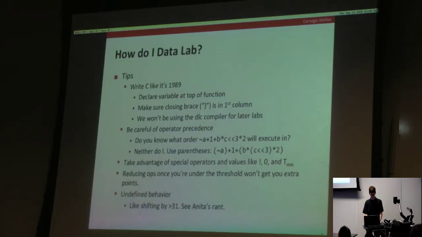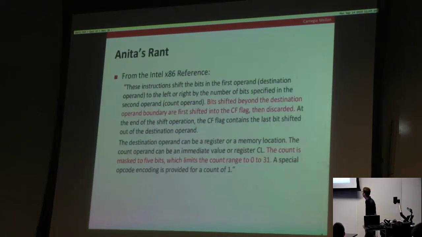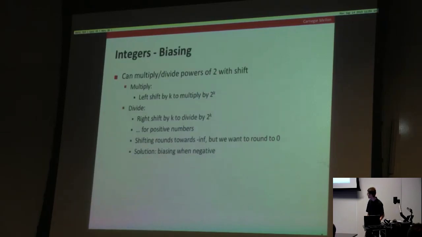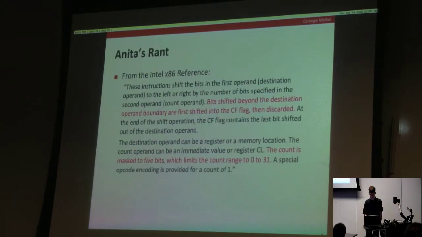Also, you should worry about undefined behavior. Bit shifting by greater than 31 bits or by a negative number of bits is undefined. Here's a little bit of an excerpt from the x86 reference about what shifting by more than 31 does. It just takes those extra bits and puts them into a flag, and whichever one happens to be the last one that got thrown away just ends up in the flag in the end. Then your program will execute differently if that flag is used somewhere later along the line. So make sure you don't do stuff that's undefined. And there are some assumptions that you can make. In bits.c, it tells you about some assumptions you can make about the behavior. Okay, so any other questions about Datalab?